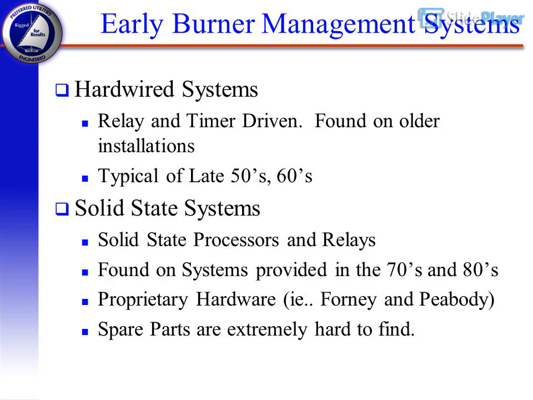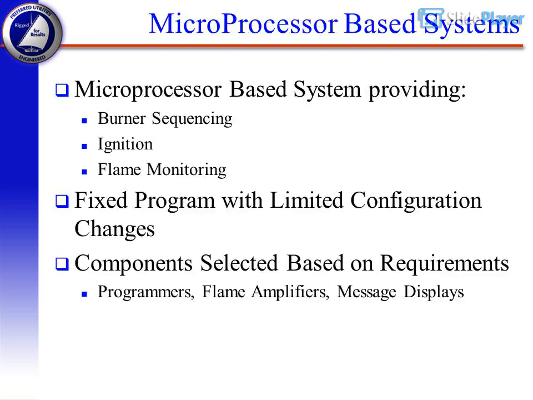Early burner management systems. Hardwired systems are relay and timer driven, found on older installations, typical of the late 50s and 60s. Solid-state systems use solid-state processors and relays, found on systems provided in the 70s and 80s. They used proprietary hardware, such as Forney and Peabody. Spare parts are extremely hard to find.